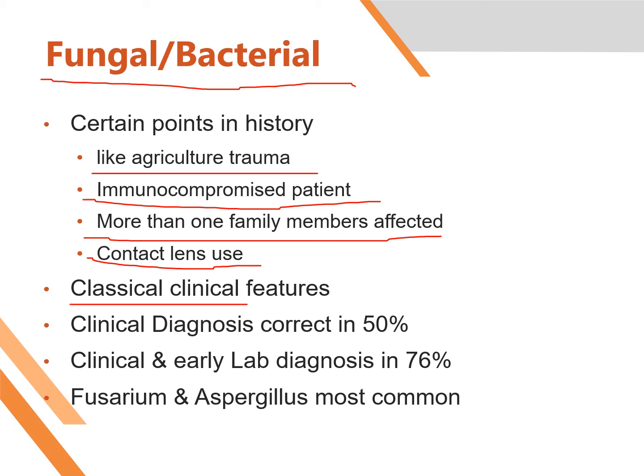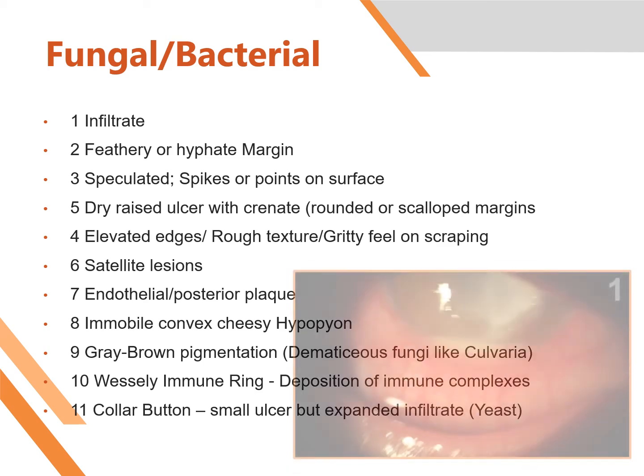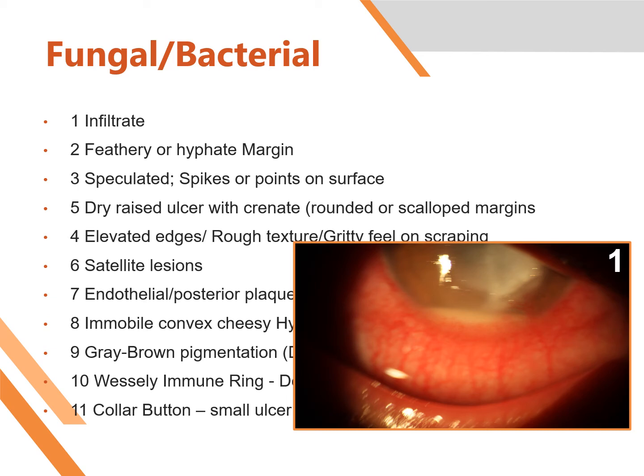Then there are the classical clinical features that we are going to describe in the next 2-3 slides. Remember, the clinical diagnosis can be correct in almost 50% of the patients. These are the points that clinically distinguish between fungal and bacterial keratitis. First of all, the infiltrates. If the ulcer is infiltrating into the stroma, like this ulcer, then it's more likely to be fungal in origin.